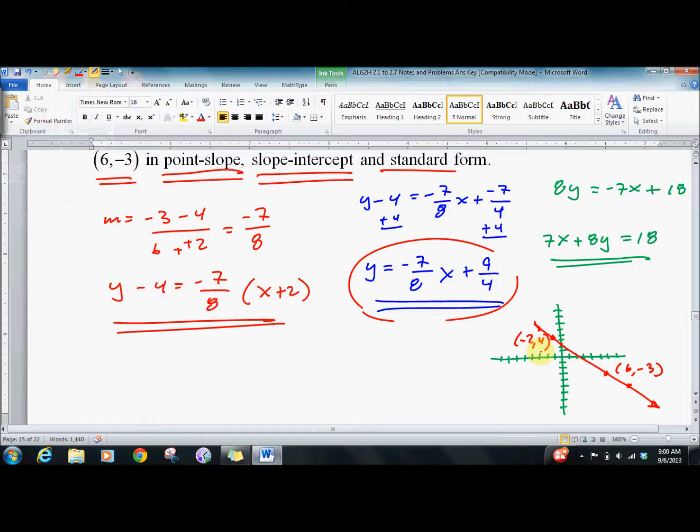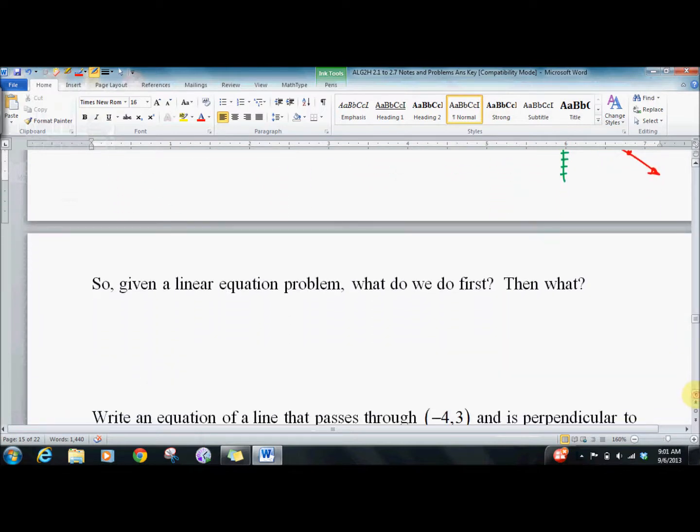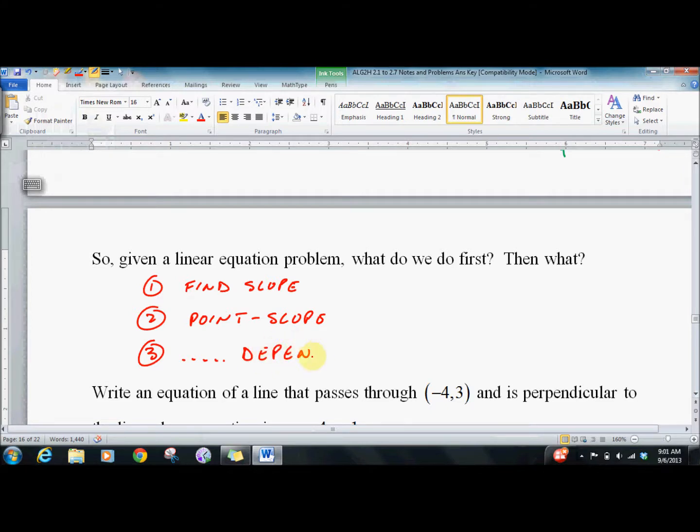And there it is. We've just done everything we're going to do with lines, slope, and equations. Graph it, show the points, find the slope, change it from point slope to slope intercept to standard form. So what do we do first? I would do these every time. Number 1, find the slope. Number 2, put it in point slope because it's easy. Then number 3, depends. What's the problem asking for? Number 4 would be to graph. Check.